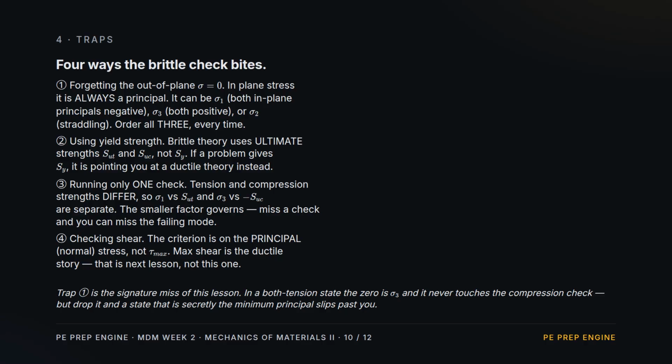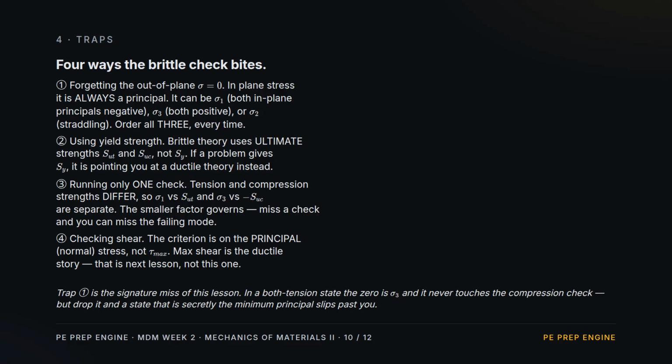Traps. 4 ways the brittle check bites. 1. Forgetting the out-of-plane 0. In plane stress, it is always a principal, and depending on the signs, it can be the largest, the middle, or the smallest, so order all 3 every time.